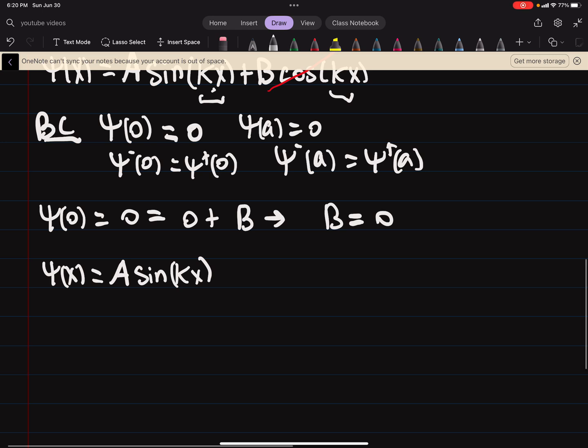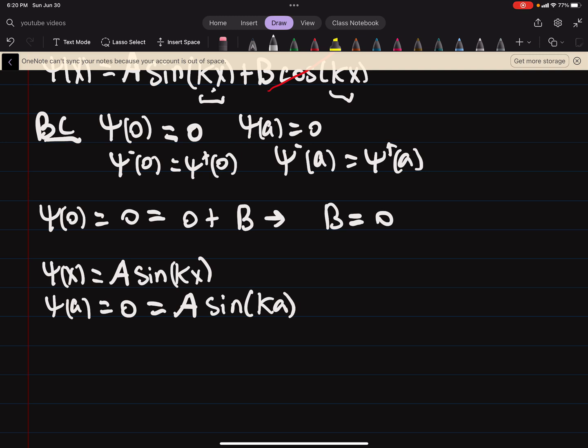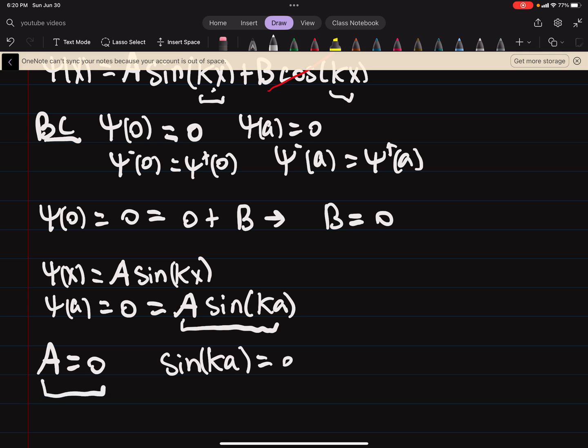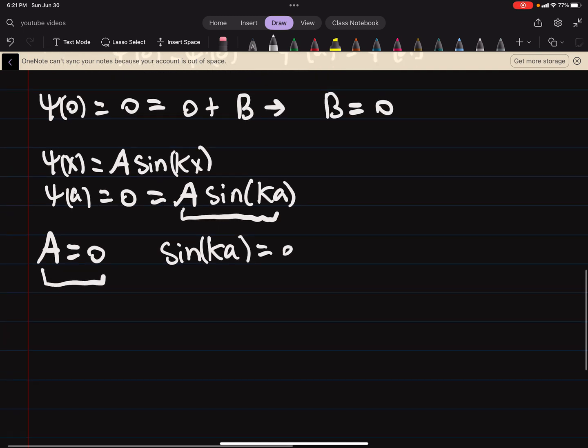Now once again, we want psi of a to equal 0, which means A times sine of k times a. So we can use the zero product property here. If this term is equal to 0, either A equals 0 or sine of ka equals 0. The problem with A being 0 is that we just get psi equal to 0, which is our trivial solution that's non-normalizable, so we're not actually worried about that. So instead, we know that sine of ka equals 0 gives the solutions that we're interested in.